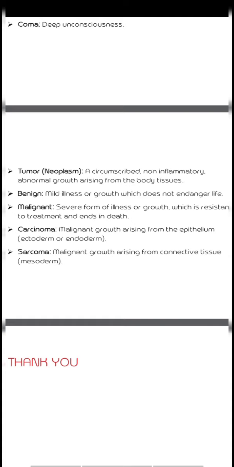Benign is a mild form of a tumor or a growth which does not endanger life. It is uncontrollably growing, but it displays slower growth as compared to a malignant tumor. It does not interfere with the surrounding tissue or surrounding structures. For example, a good example is a lipoma. Lipoma is a benign growth of fat cells, mostly occurs over the trunk, backside.